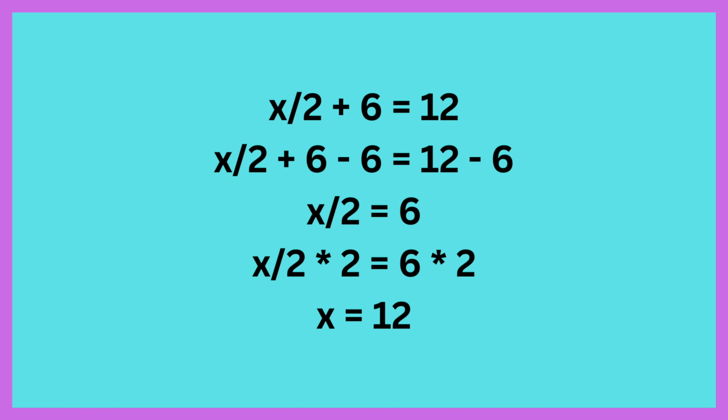Finally, using these rules, we can simplify this equation by first subtracting 6 from both sides. That would only leave x over 2 on the left side. Next, you multiply both sides by 2. That would only leave x on the left side, and the right side would be 12 minus 6 times 2. Now that we have x on our left-hand side, we just have to calculate the right-hand side in order to find the value of x, and that would be 12.